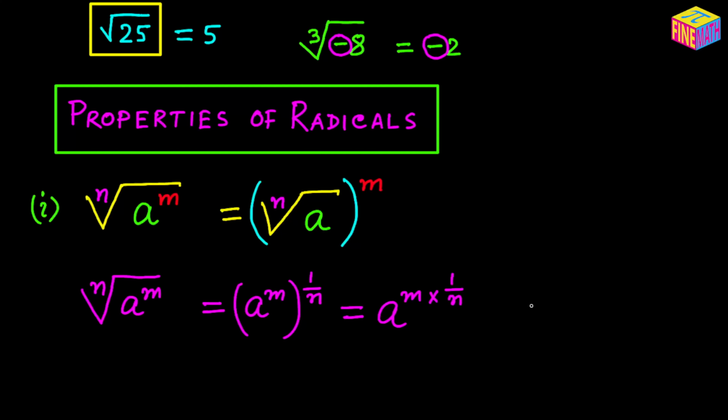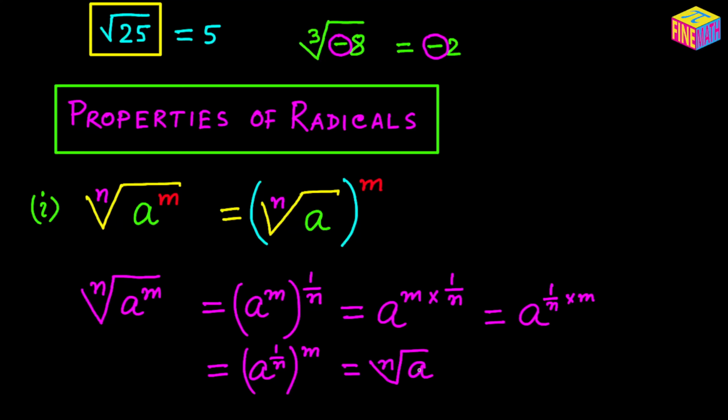This is one of the properties of exponent. And then we can also rewrite it as a to the power 1 by n times m. Same thing pretty much. And then from here, can we say that this is a to the power 1 by n whole to the power m? That is again another property of exponent. And then from there we can say, okay, then this must be the nth root of a whole to the power m, right? And that's exactly what the property says, that nth root of a to the power m can be written as nth root of a whole to the power m.